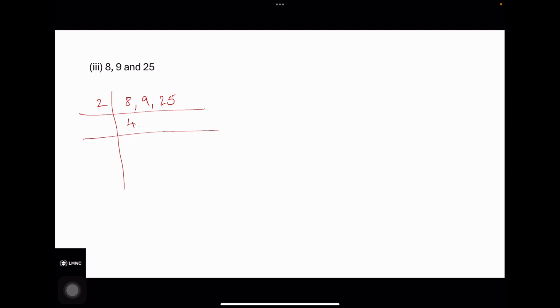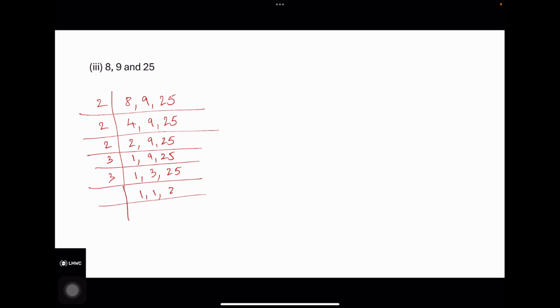So 2 times 4 is 8, 9 and 25, copied it down. 2 times 2 is 4, 9 and 25, copied down. 2 times 1 is 2, 9 and 25, copied it down. Then focusing on the next number, which is 9. So 3 times 3 is 9, and then 3 times 1 is 3. Then focusing on the 25, so 5 times 5 is 25, and 5 ones are 5.